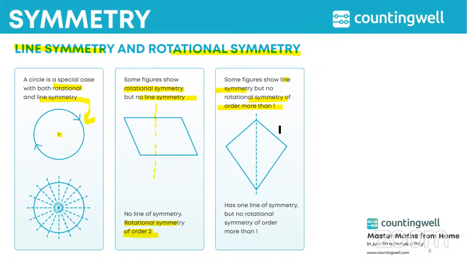For example, you can see the shape shown here. It has one line of symmetry shown by the dotted line L, but no rotational symmetry of order more than 1, because after a rotation of 360 degrees only, the object will take the same position, or it will look the same.